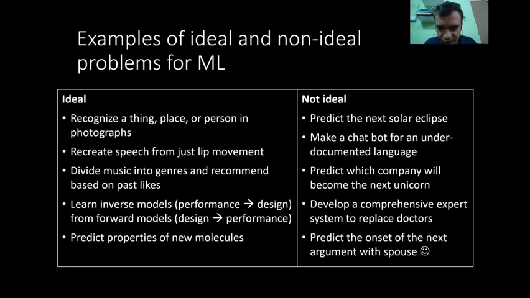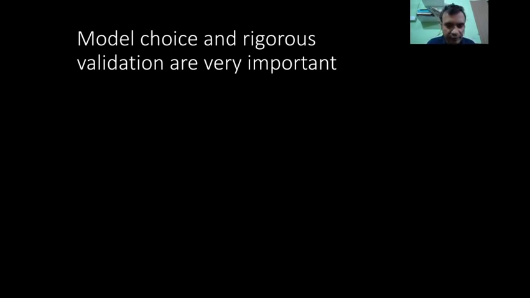And then, just as a joke, you cannot predict the onset of the next argument with your spouse. It's also a very ill-defined problem, and you cannot actually codify it into a structure. All right.